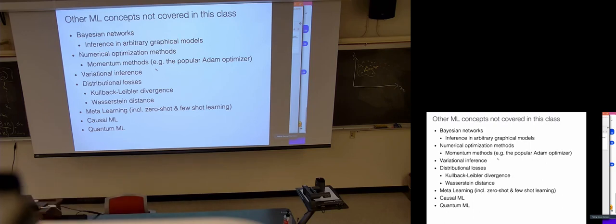For example, things that we haven't covered are Bayesian networks. We haven't covered how we do inference in these arbitrary graphs. There are a lot of algorithms, for example, the sum-product algorithm. Gosh, I forgot the exact names, but they basically pass messages across each other, message passing.